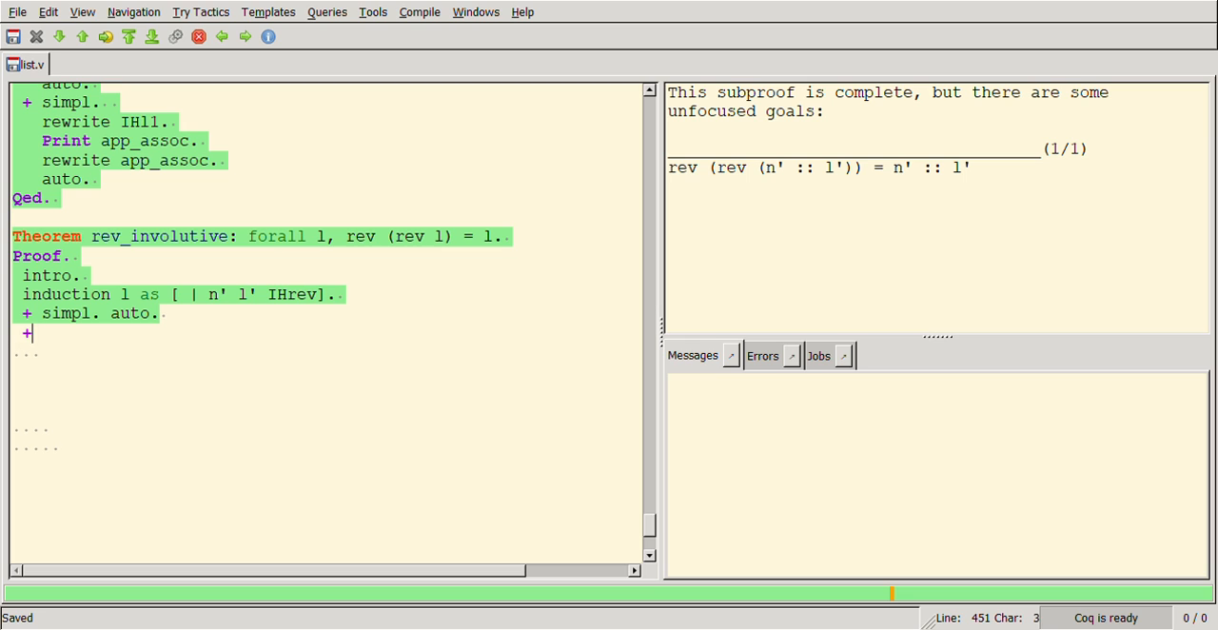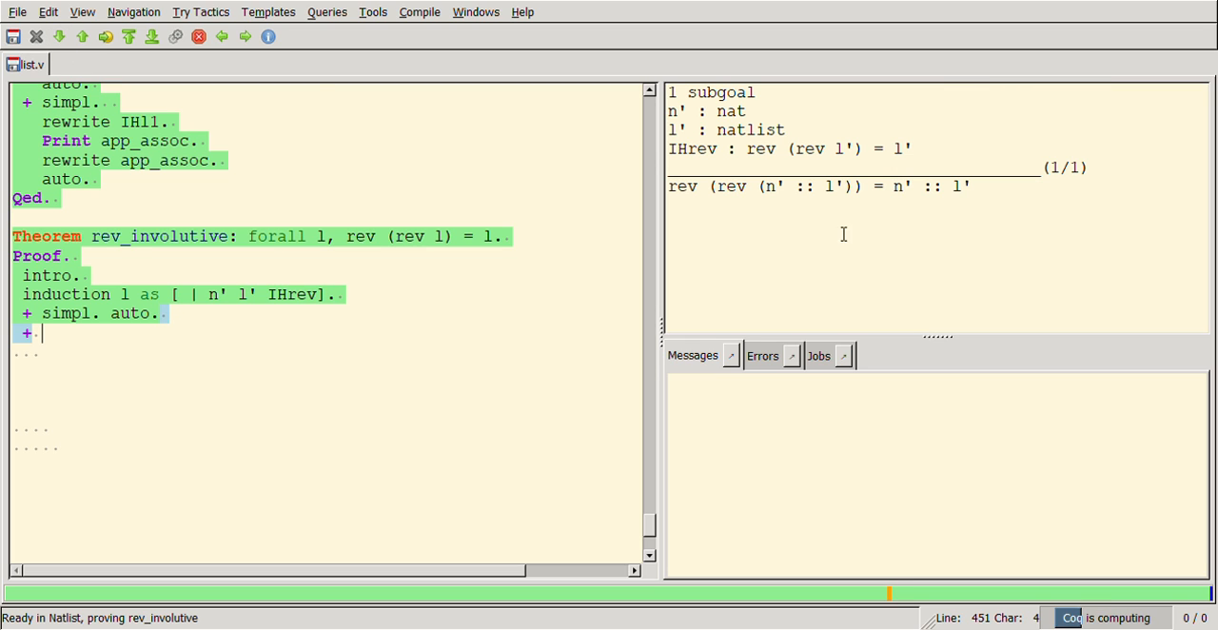Now we can focus on the second subgoal, and we would get an inductive hypothesis. Remember that the name of this inductive hypothesis is what exactly we have chosen for it. So we can now continue with simplification to simplify this expression. This expression has been simplified. Reverse of n prime plus double colon L prime is reduced to reverse of L prime plus n. This n is a list, but with a single element.